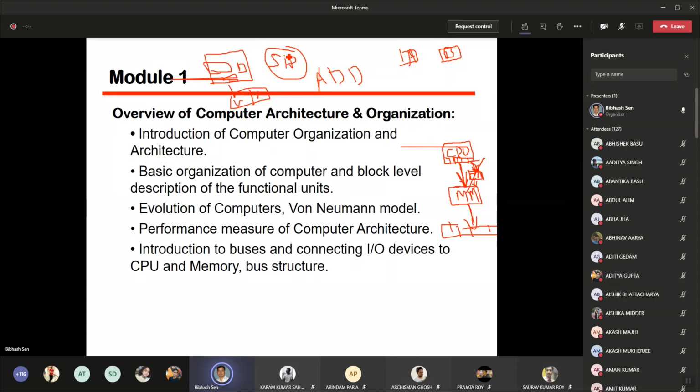It doesn't mean that if you are doing some word processing, I will give you a workstation, which is very costly. That is not a viable economical solution for you. So that's why it is a very important parameter. First you go for the architecture, then you go for the organization. Though in the classes we will discuss organization first and then architecture. Okay. So that is the overview of computer architecture and organization.